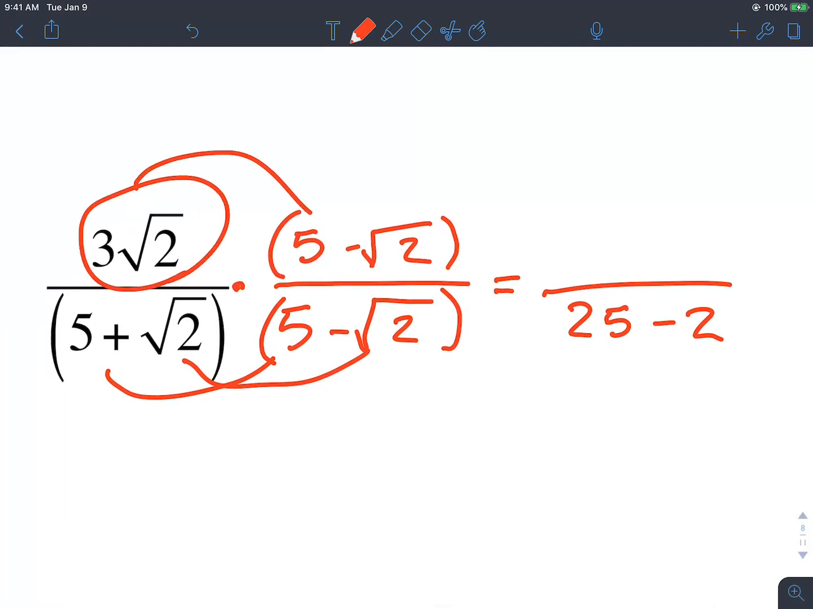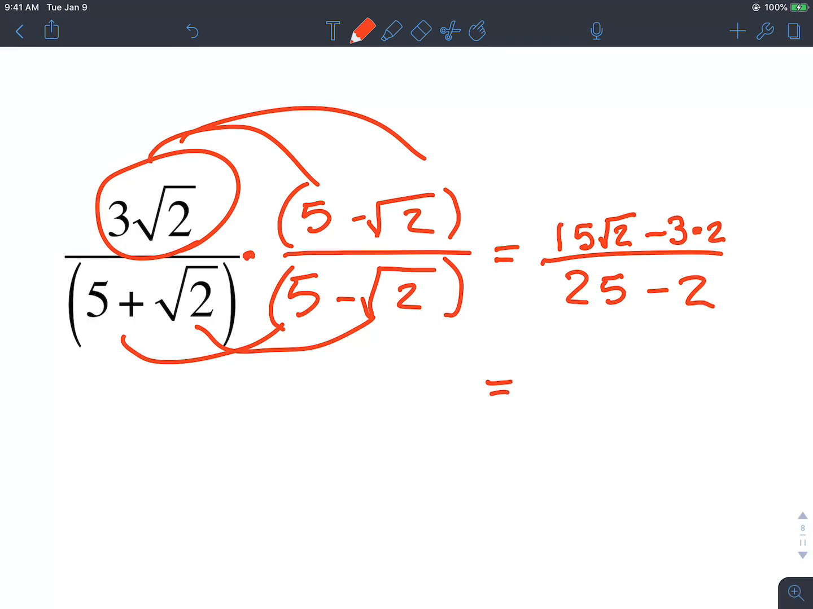Let's be careful with this here when we're distributing. This will be 15 square root of 2, and then you'll have the square root of 2. So this will be negative 3, and then times 2 right here. The square root of 2 times the square root of 2 is just regular 2. Okay, all in the denominator here, we can put 23. So we'll have 23, 15 root 2, that doesn't change much, and then minus 6.